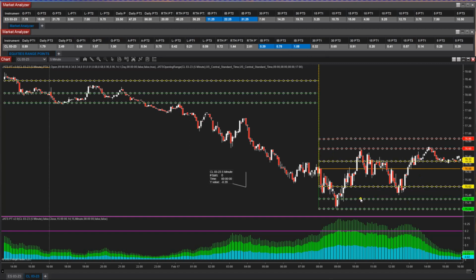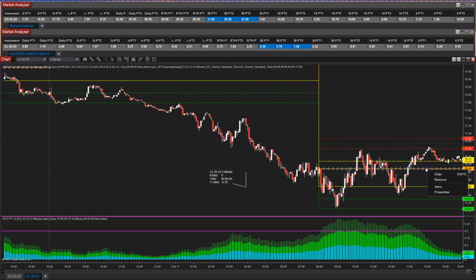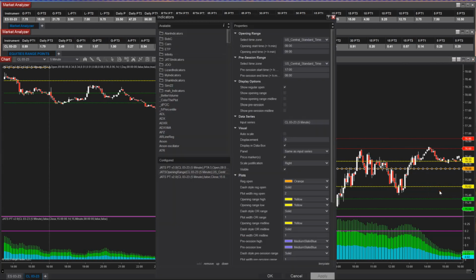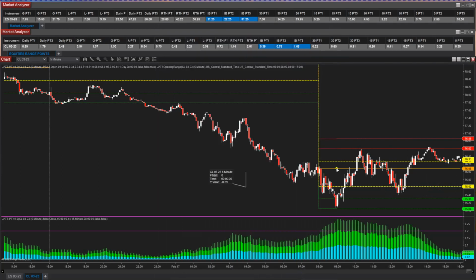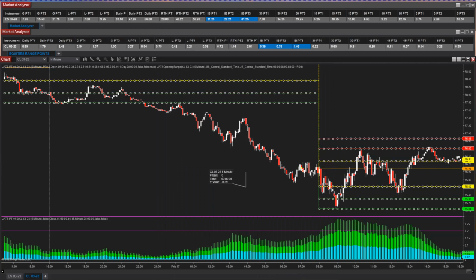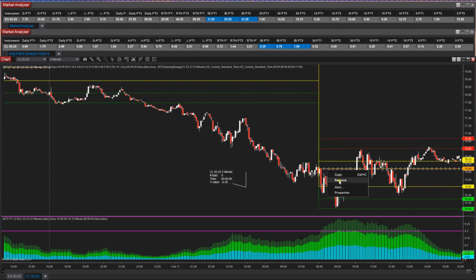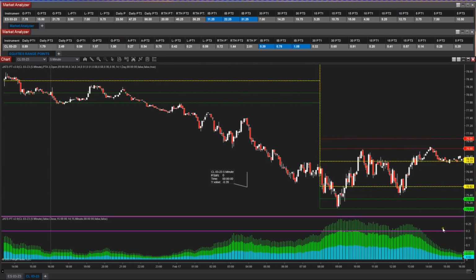that the price opened, this orange line is a separate indicator. This is not included with the JATS PT. I have my own opening range indicator that I created that allows me to get the opening range and the Globex range. I'm just using this for demonstration purposes. This is not included in JATS PT. But JATS PT is these other lines. In fact, let me just remove that so it's not distracting you.